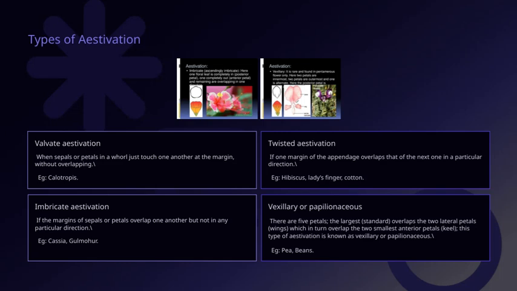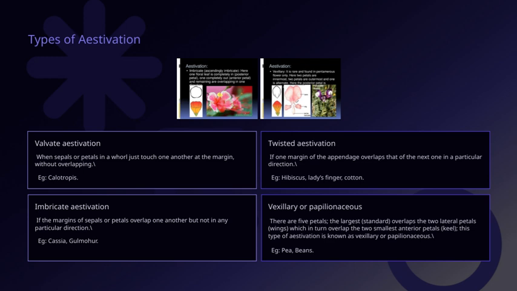Now let's look at the different types of estivation. First, we have vexillary or papilionaceous estivation, which is seen in flowers like peas and beans. In this type, there are 5 petals. The largest, called the standard, overlaps the 2 lateral petals, known as wings. These wings, in turn, overlap the 2 smallest anterior petals, called the keel. This arrangement gives the flower a butterfly-like appearance, which is why it's called papilionaceous.